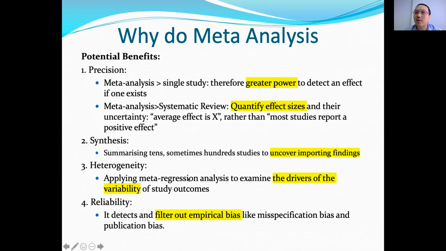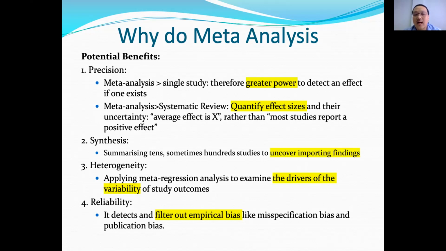Meta-regression is more like what we did in ordinary least squares or a multivariate regression model. It puts all the moderators or factors in the model to test which factors significantly change the effect size. So it explains what matters for the variability of the study outcome.